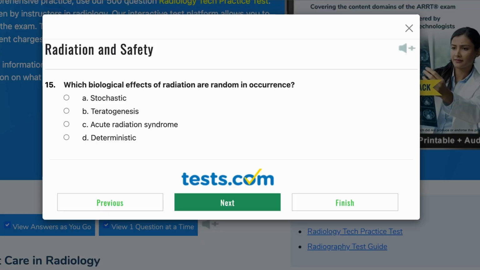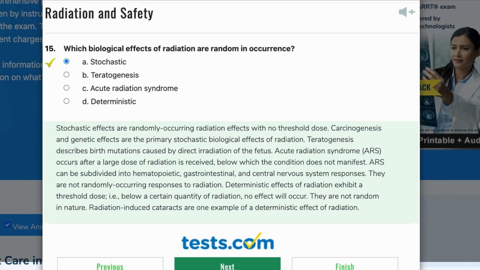Question 15. Which biological effects of radiation are random in occurrence? A. Stochastic, B. Teratogenesis, C. Acute radiation syndrome, D. Deterministic. A. Stochastic. Stochastic effects are randomly occurring radiation effects with no threshold dose. Carcinogenesis and genetic effects are the primary stochastic biological effects of radiation.